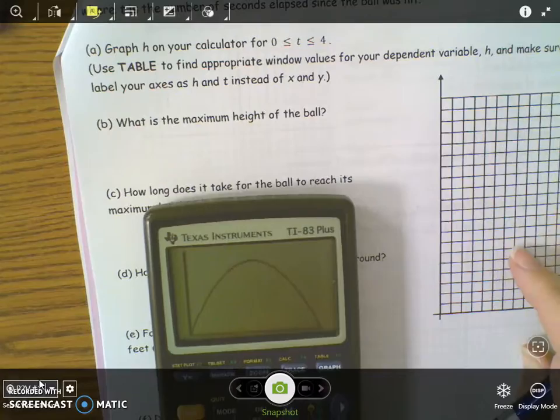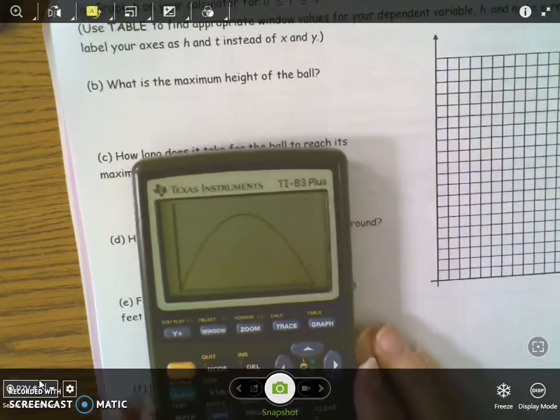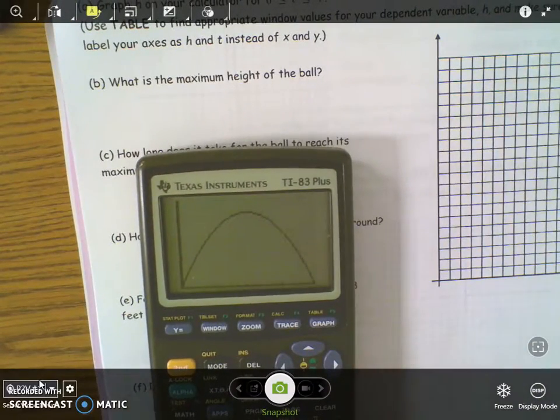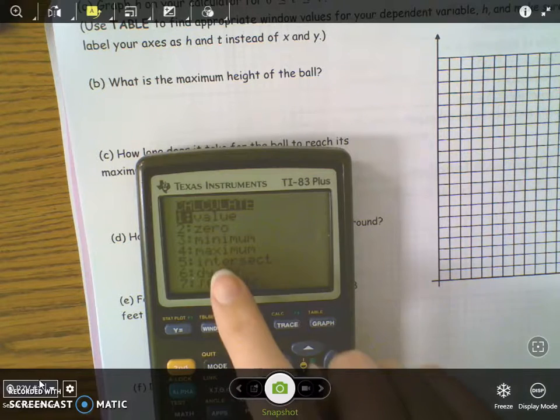Okay, what is the maximum height of the ball? Here's the cool thing you can now do. We're going to let the calculator do some calculations for us. So push second, and then see how this up here under the tray says calc. So we're going to do second, calc, and then we would like it to find our maximum.